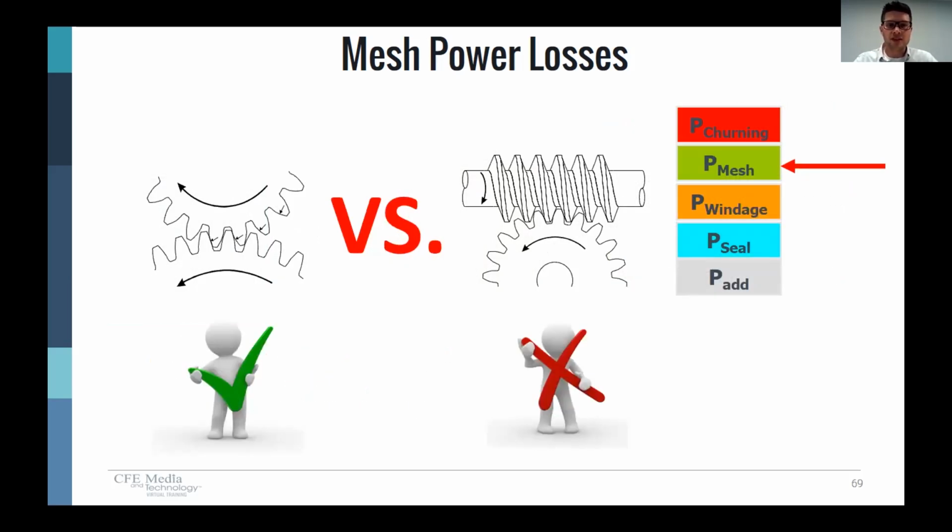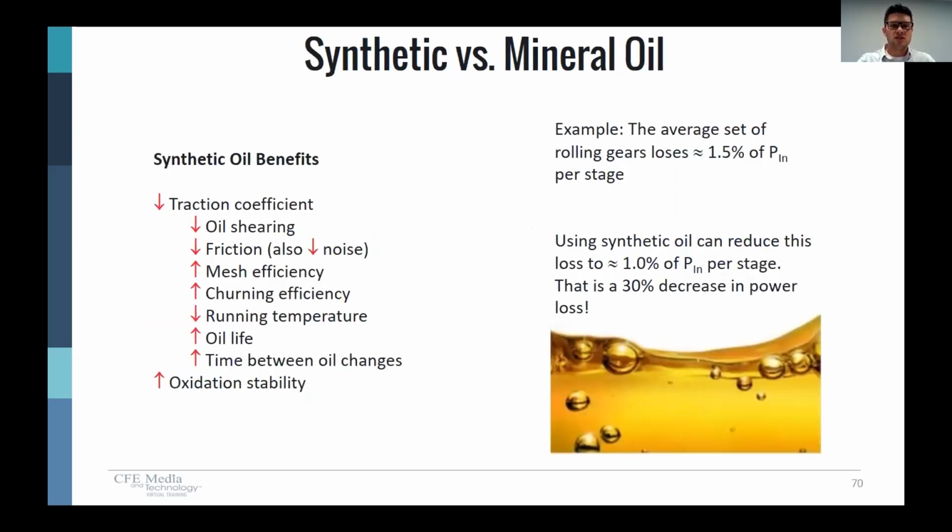So rolling contact gears are a lot more efficient than sliding contact gears. And while we're talking about gear contact and efficiency, just briefly want to talk about synthetic versus mineral oil. Very quick. Synthetic oil is designed to have lower traction coefficient, and that means the oil wants to stick together very well. So when you have the teeth come together and the oil is in between the teeth, the oil doesn't shear apart.